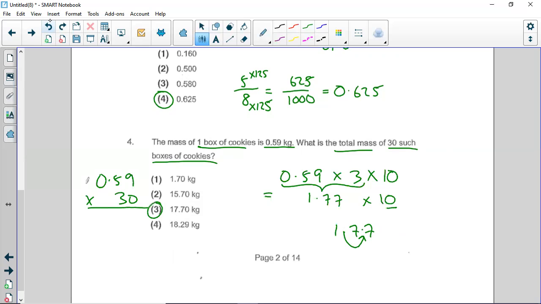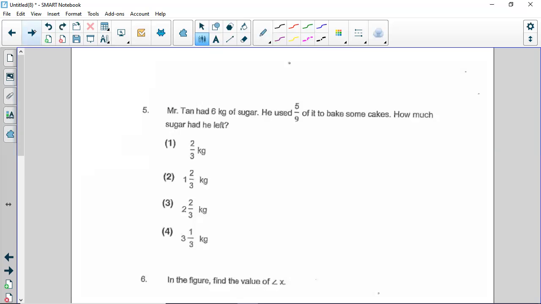Okay, let's go to the next one. Question number 5. Okay, now, common mistake. What is a common mistake? Some of you made a mistake because you take 6 kilogram and you minus 5 over 9. But why can't we do that? Now, Mr. Tan had 6 kg. There's a kg there, and he used 5 over 9 of it. If you look at this fraction, there is no kg. That's why you cannot take 6 kilogram minus 5 over 9. They are different.